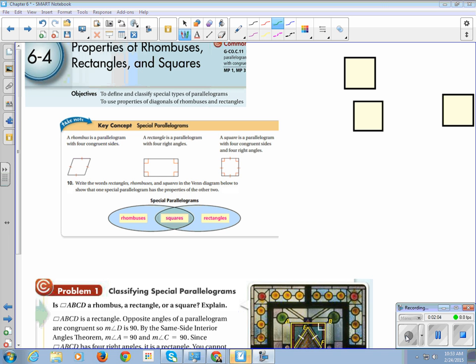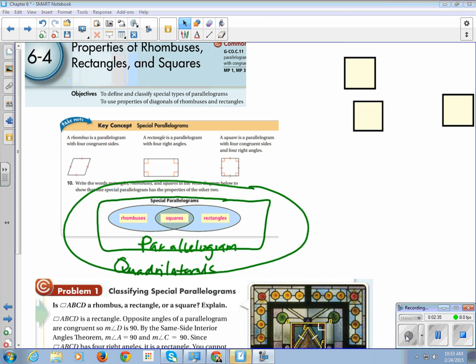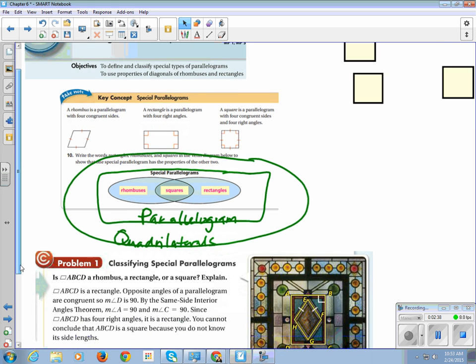And just for bonus points, all of these items are also called what? A rhombus, a square, and a rectangle is also called a parallelogram, and all the parallelograms are called, Thomas, quadrilaterals. Okay, so that's the big picture. Here's the small picture, this little Venn diagram.